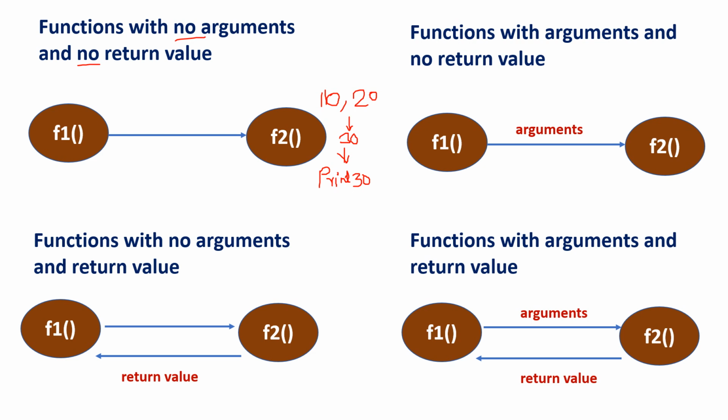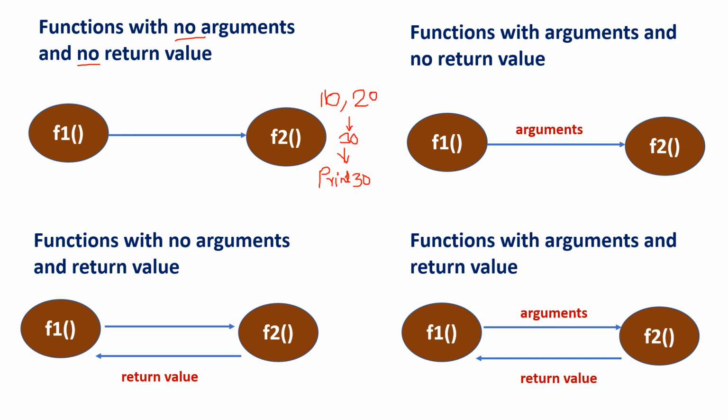So the f1 function is not sending any arguments. At the same time, the f2 function is also not returning any value to the f1 function. That's why the f2 function is reading two values, 10 and 20, finding the sum 30, and at the same time printing the value 30. This is the scenario of the first case, functions with no arguments and no return value.